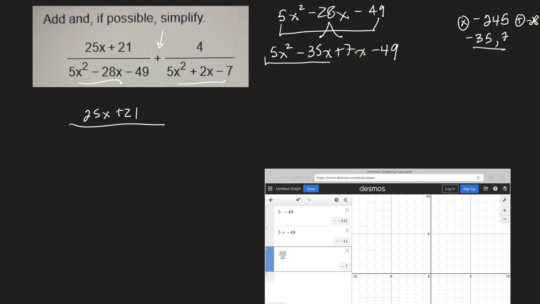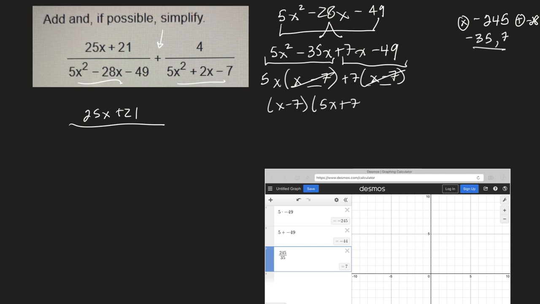Okay, so group factoring, factor a common factor out. I need to take a 5x out, leaving me with x minus 7. The next one, what can I take out of both of those? 7, leaving me with x minus 7. These are the same, so that's good. So then I factor an x minus 7 out, and I'm left with 5x plus 7. Whew. That's a whole lot of work just to get that one thing. 5x plus 7. Good. Plus, okay, 4 over, oh great.